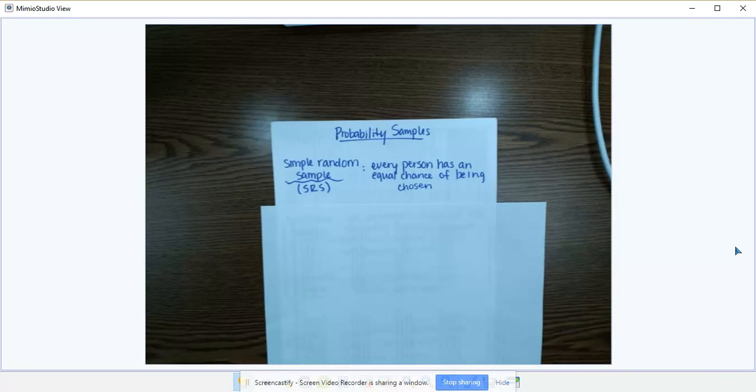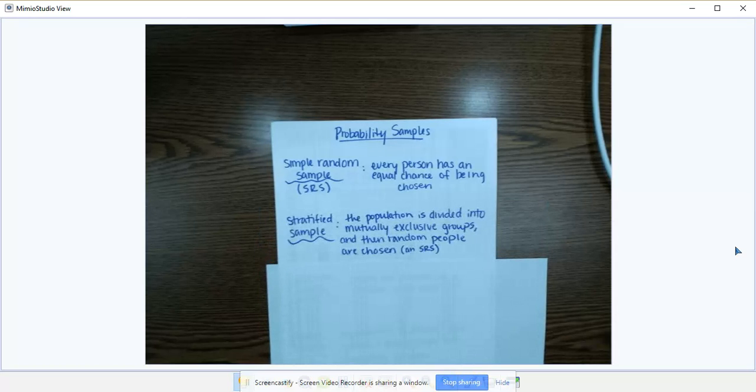The first one is a simple random sample, and it's abbreviated SRS, but simple random is just probably what we feel most comfortable with. It's just where every person has an equal chance of being chosen. So you think about popsicle sticks in a cup and your name being chosen from that, or names drawn out of a hat, something like that.